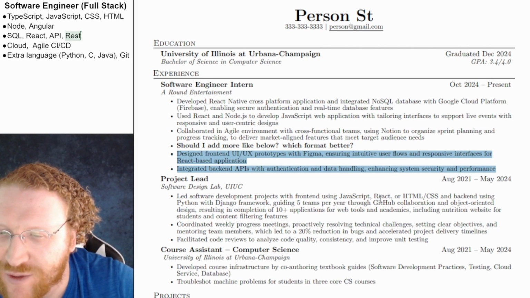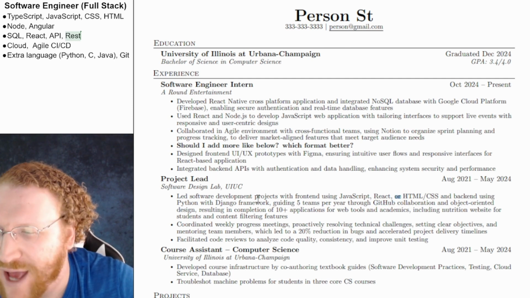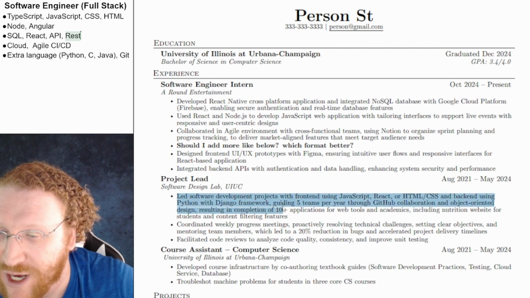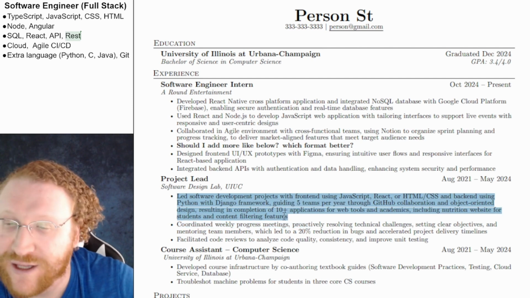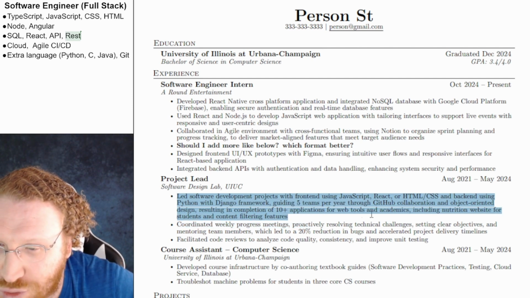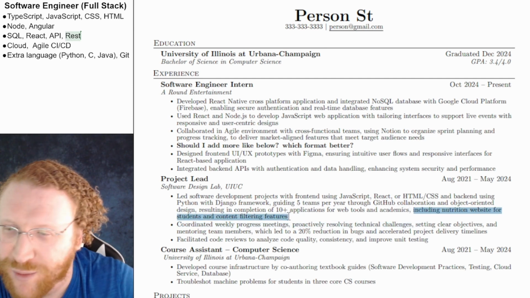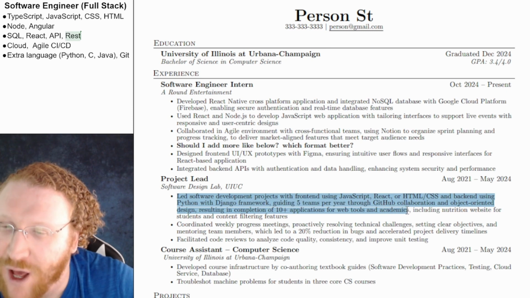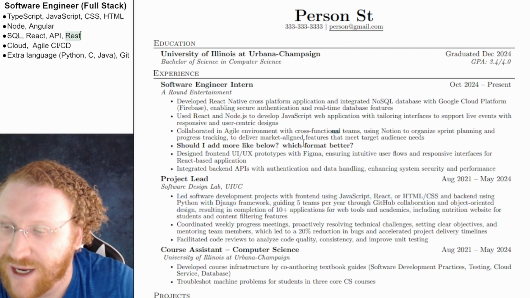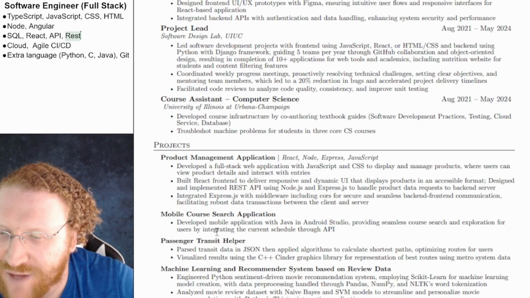Led software project with front end using, or? You don't need to say or. You can just say React, HTML, CSS, and backend using Python and Django. See, this is a great one. Guiding 5 teams per year through cloud object oriented design, 10 applications for you. This is actually phenomenal. I really like this bullet point. I don't know if you need this part of it right here, but overall, this is actually a pretty good bullet point. In fact, I want you to start writing this, particularly the first one, like this. This is a phenomenal bullet point, has almost everything I need in it, and it's great. But yeah, after that, that's kind of it.